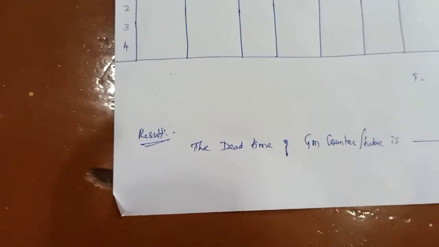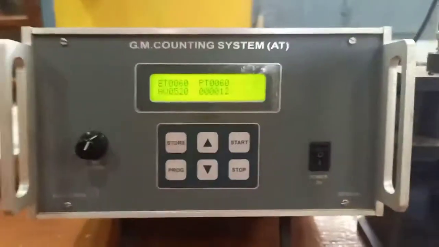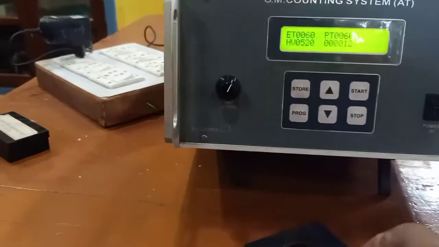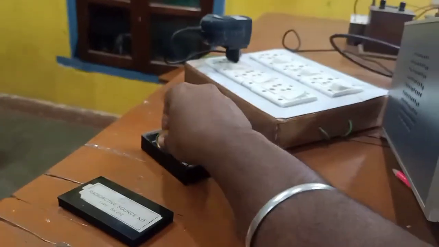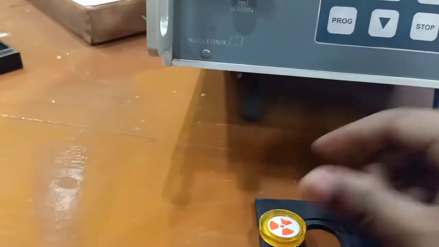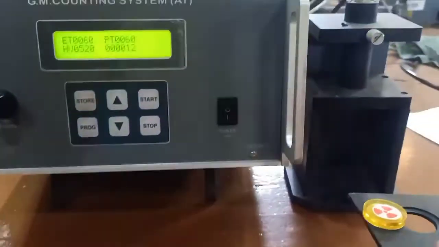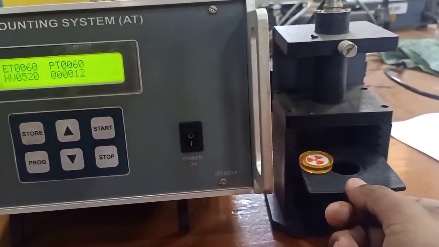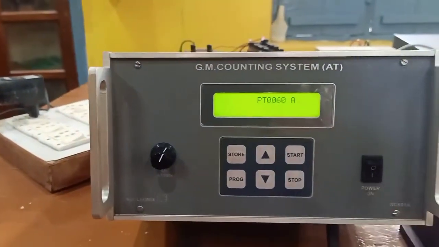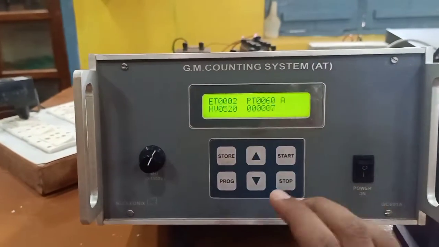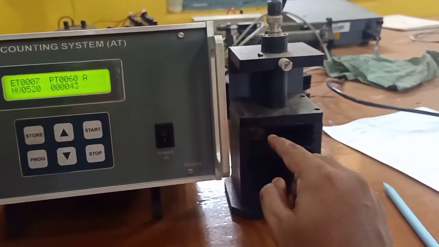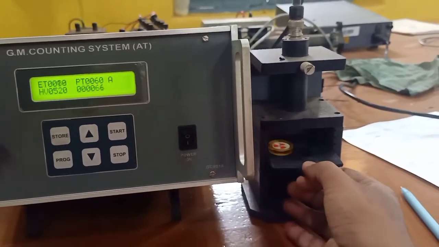Before starting the experiment, we take the radioactive material. Here this is a cesium source. We place it in exactly one place, without disturbing it. Then we keep source 1 in the 4th slot and start the count rate by pressing start. Before pressing start, we have set everything to 60 seconds, so that the count rate starts. This is for source 1.